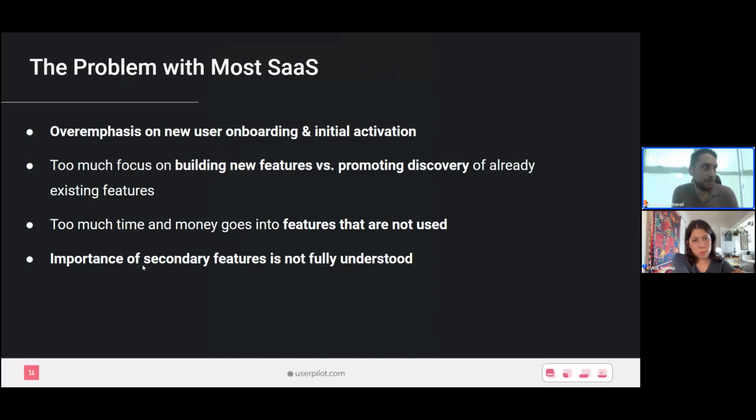Another thing is that the importance of secondary features is not really understood, because most of the KPIs we track, especially in growth in a PLG motion, are what percentage of users I'm activating and what percentage of users I'm moving from free trial to paid, the initial monetization. We're not looking more at stickiness. I'm not just talking about adoption. Adoption is one thing, but also stickiness: how much are they coming back and using the feature? What is the expansion revenue? How are we driving upgrades, and so on?